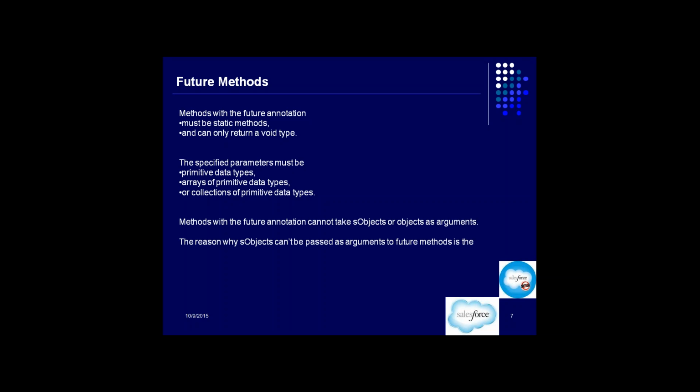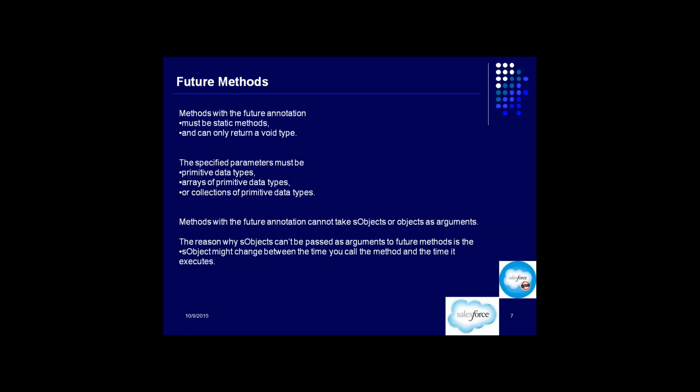Because in case of a future method, the actual execution can get delayed, right? So when the method is called and when it is actually executed, there can be a time difference between these two activities. In that case, if an sObject is taken as a parameter, there is a possibility that the value in the sObject changes between the time when it was called and when it gets executed. Okay, so in that case there will be a problem. Got it? So for that reason, only primitives can be supplied as parameters. An sObject cannot be supplied as a parameter for the future method.